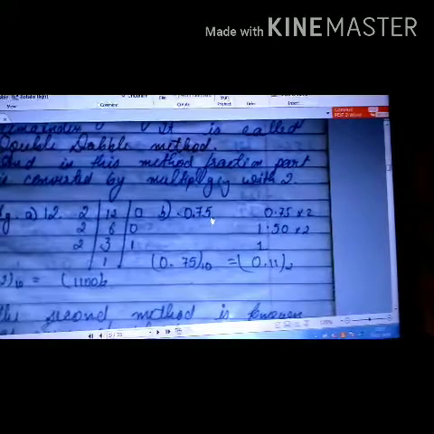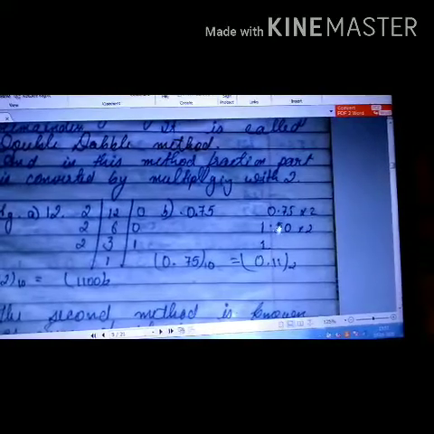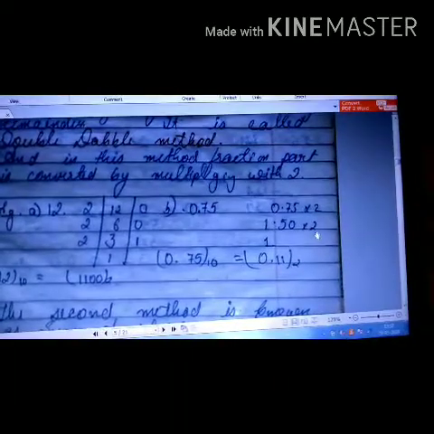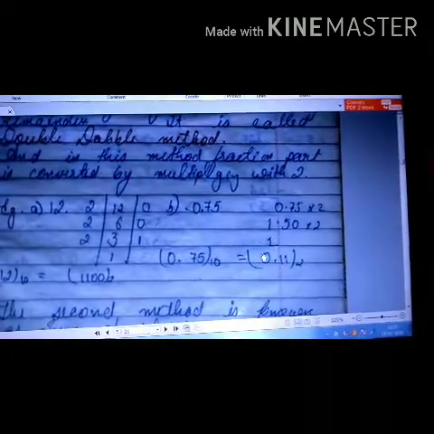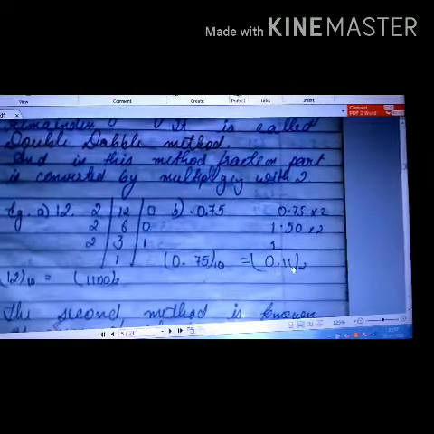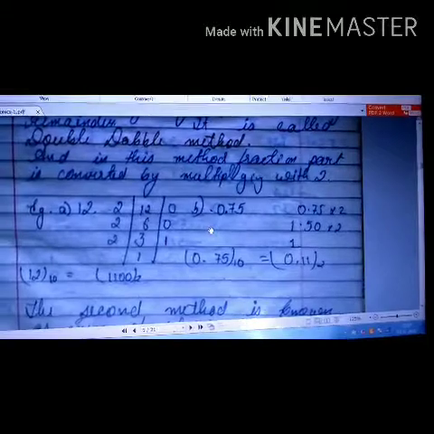take 0.75, I will keep on multiplying it by 2. If I multiply, I will get 1.50, so the digit is 1. Then I will multiply 0.50 by 2, and I will get 1. So 0.75 in decimal is equal to 0.11 in binary.